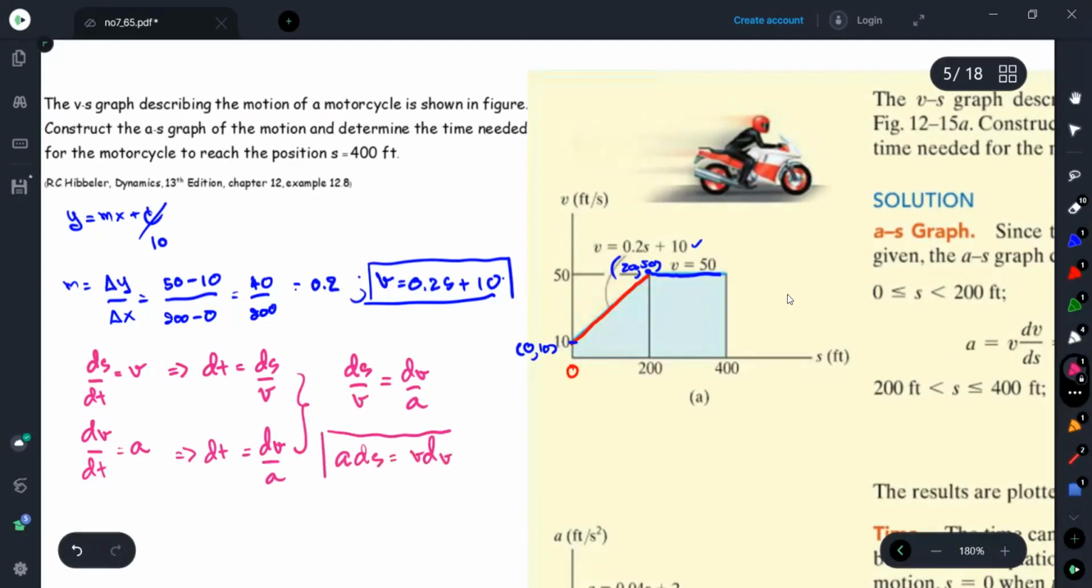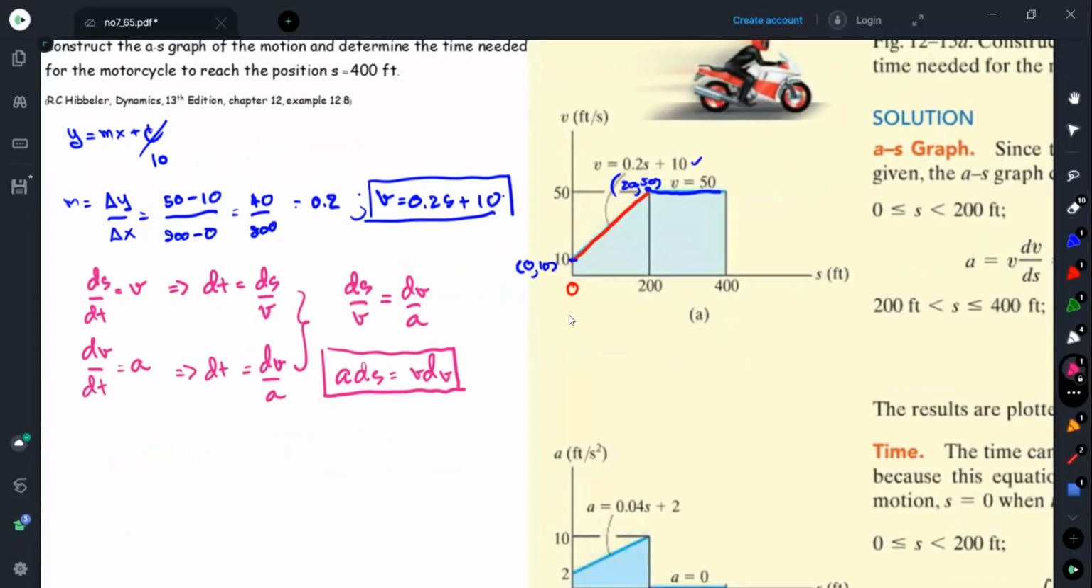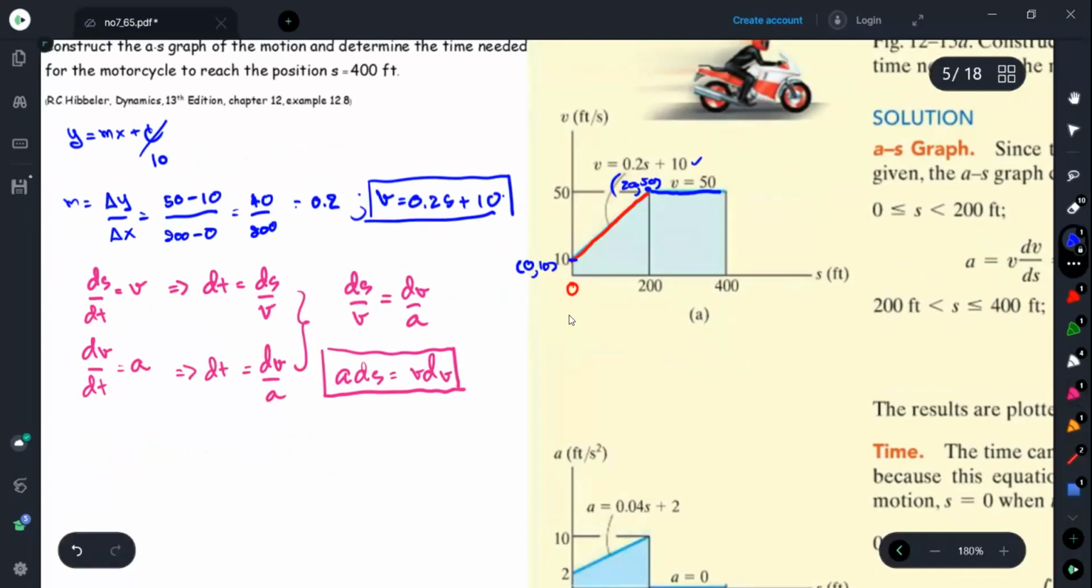For this relationship, if we have the a-s graph, we can create the v-s graph. And also, if we have the v-s graph, we can create the a-s graph. So it's a little bit different from the relationships between a-t, v-t, and s-t.